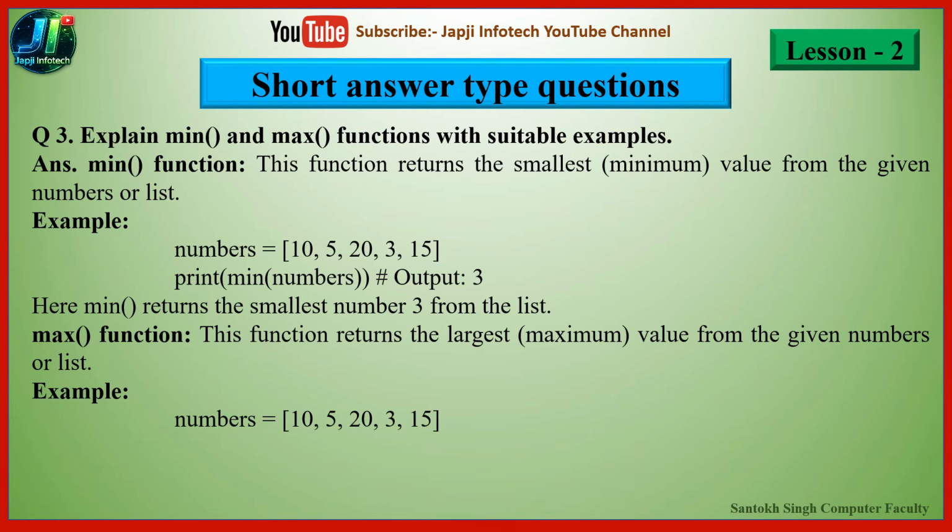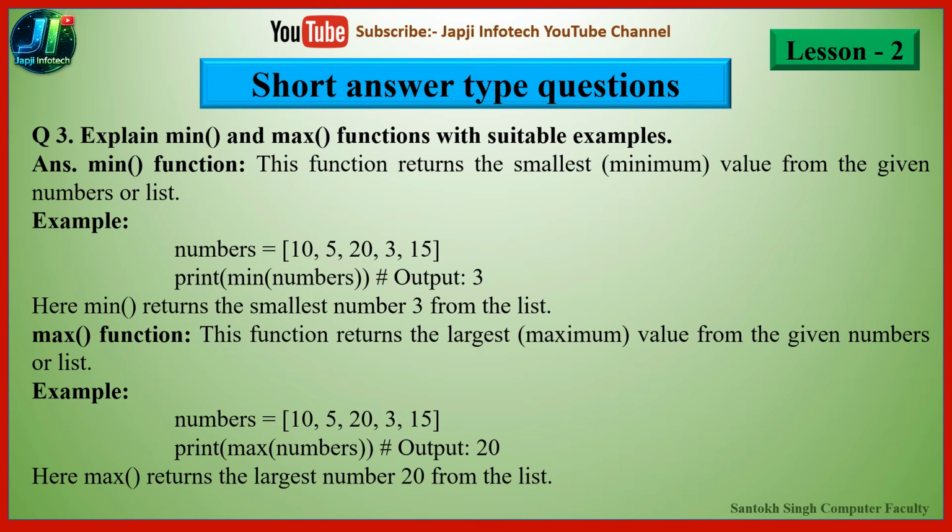So again we are writing the numbers keyword, and then equal to sign and the same list, and then we are using the print function, and here we are using max function instead of min function. So when we run this code, it will display the largest value 20 from the given list. So here max returns the largest number 20 from the list.